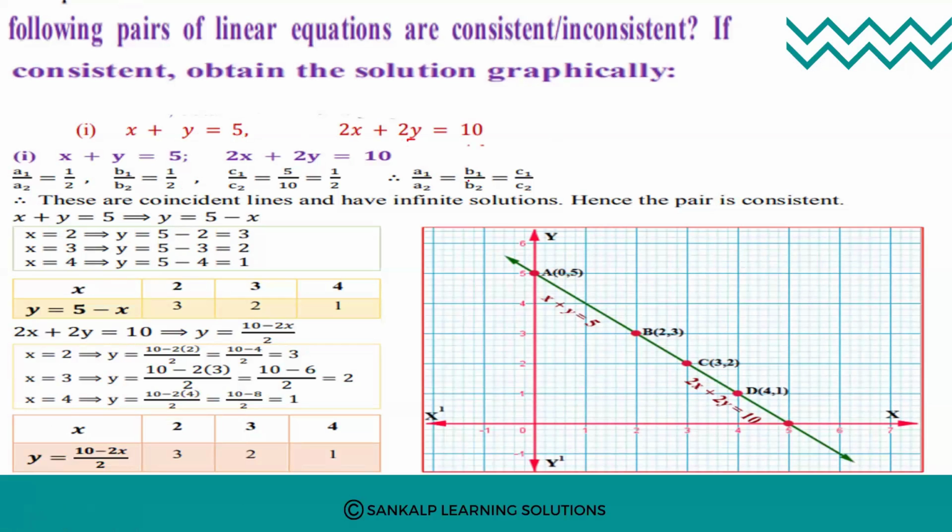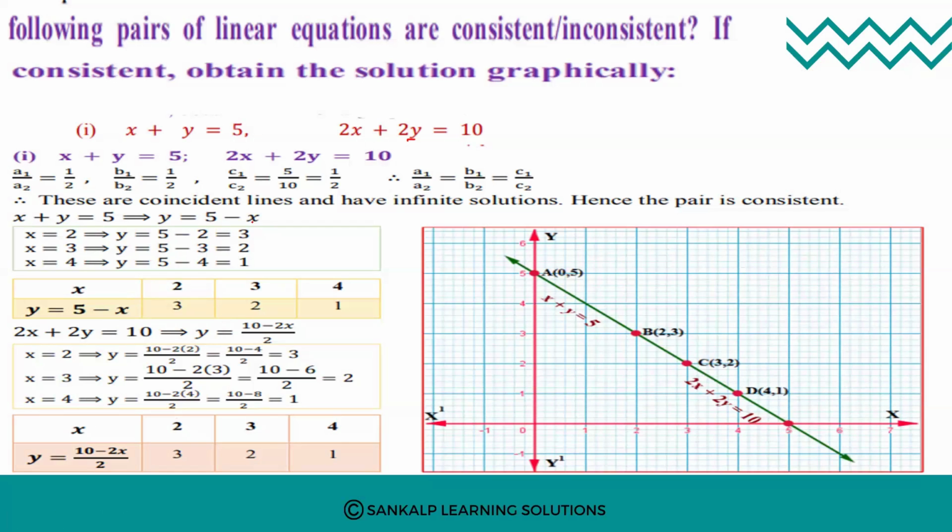That means here all the ratios are equal. Therefore, lines are coincident. Then it has infinite number of solutions. Hence the pair is consistent. So we'll consider two equations, x plus y is equal to 5. So y is equal to 5 minus x. How to plot the graph? That already we know. First, we will prepare one table for equation 1 and also one table for equation 2, right? So this is equation number 1 and this is equation number 2.